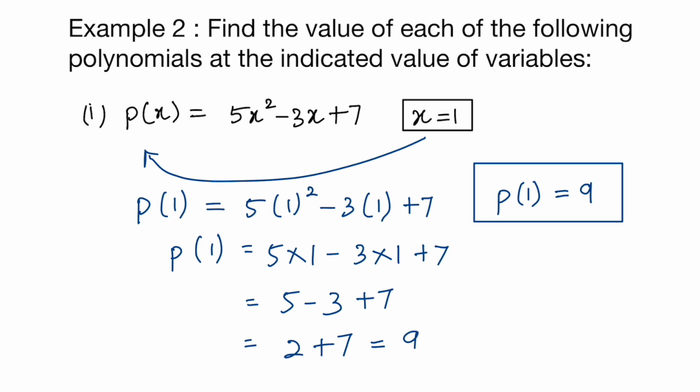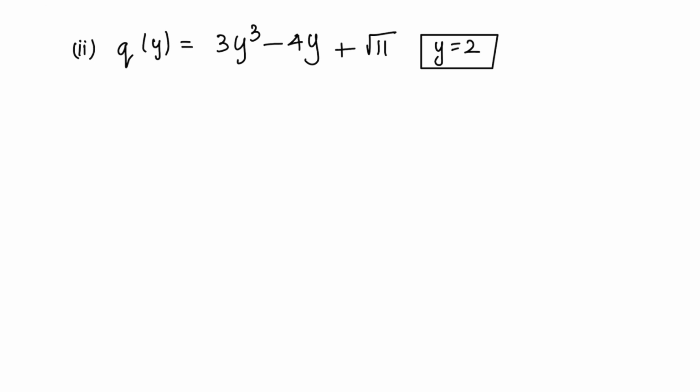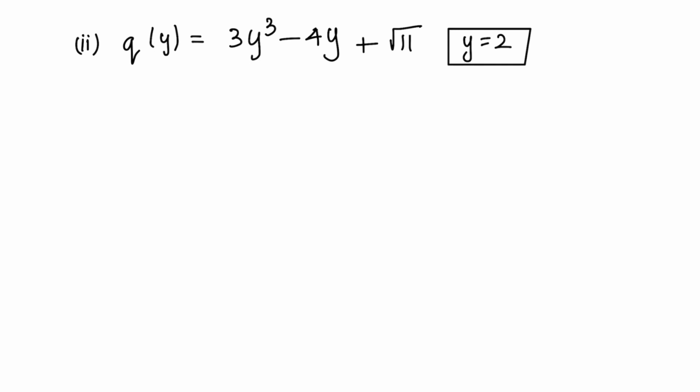Now we're moving to the second subdivision of this very same question, which is 3y cube minus 4y plus root 11. This question might seem a little different in a couple of ways, but the procedure is going to be the very same. Instead of p of x, you have q of y. It's essentially the same, there is no big difference here. Instead of x being the variable, we have y as the variable, and instead of p, we say q as the polynomial. These are no big deals, so you don't have to worry too much about it.